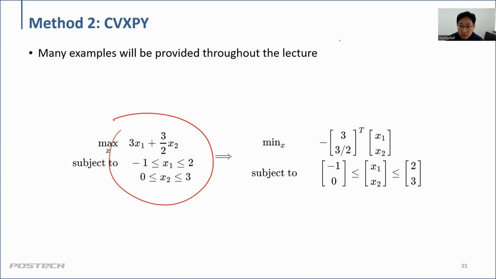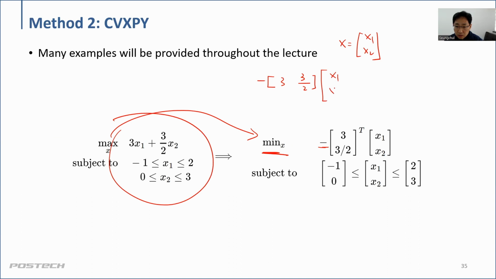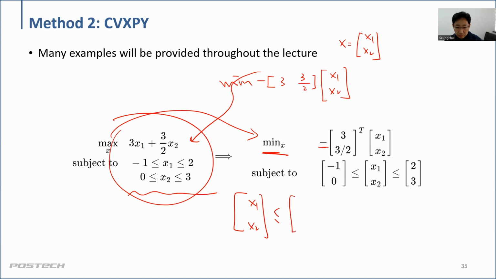And again, it's two column vectors, and we want to change to minimization. Here, that's the same as our objective function, and here we have greater than and smaller than.